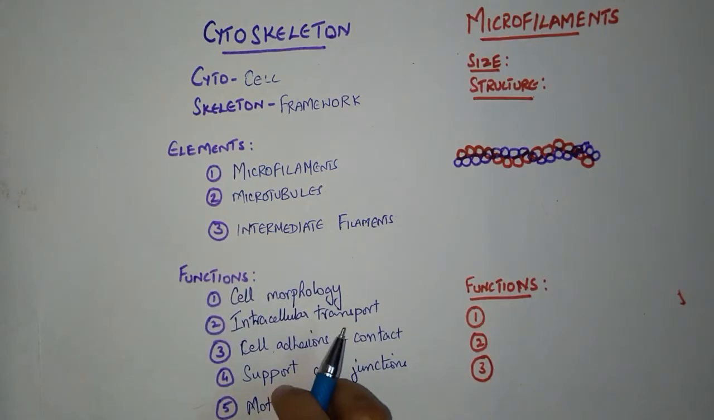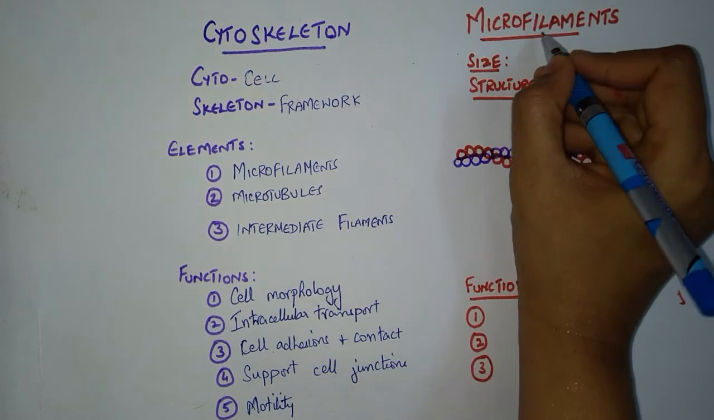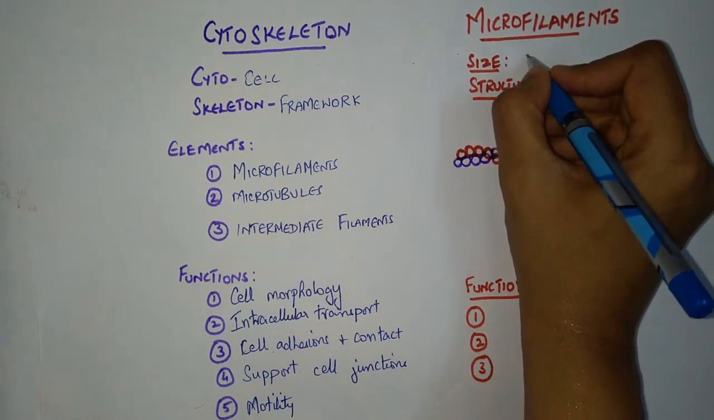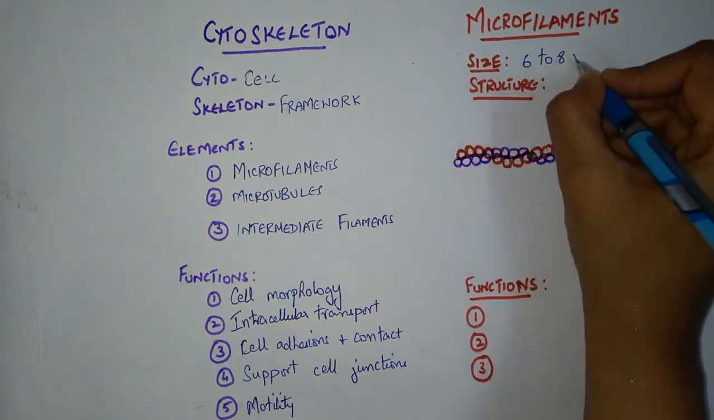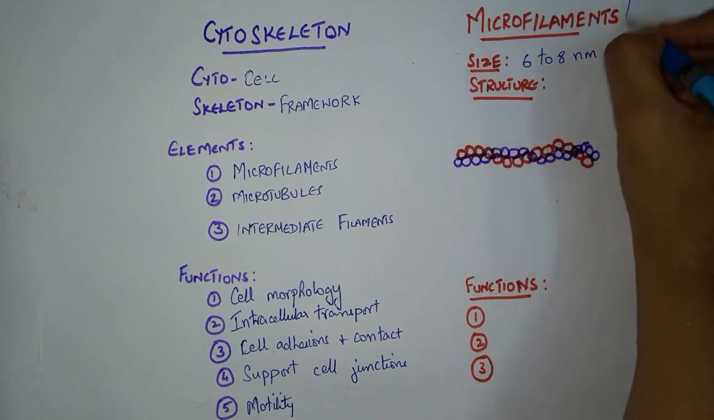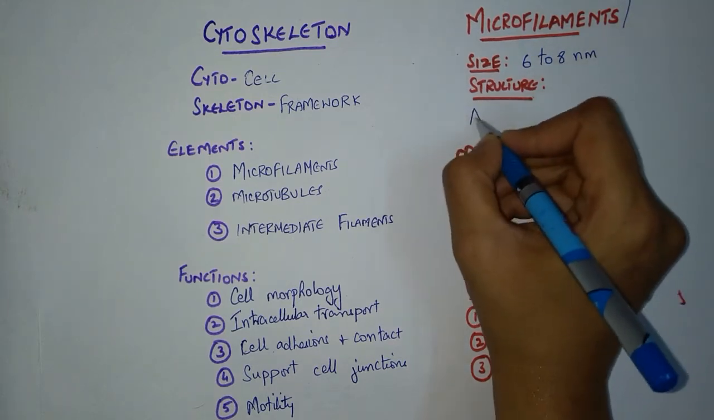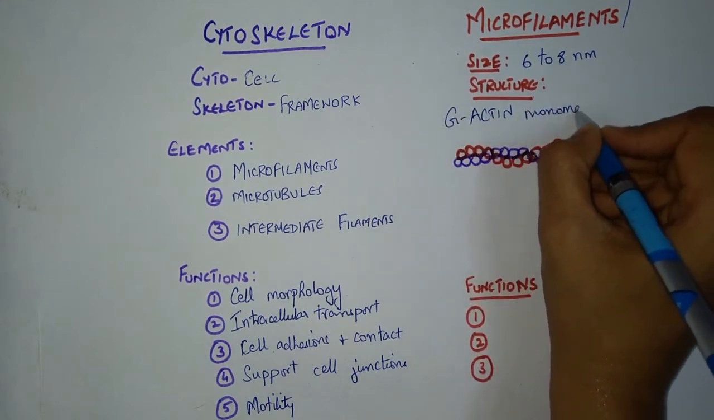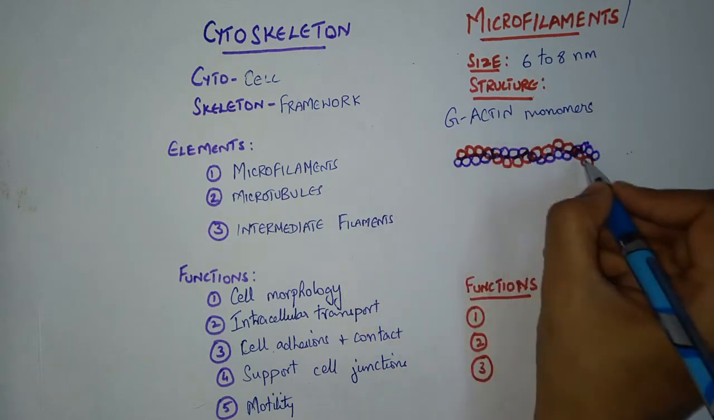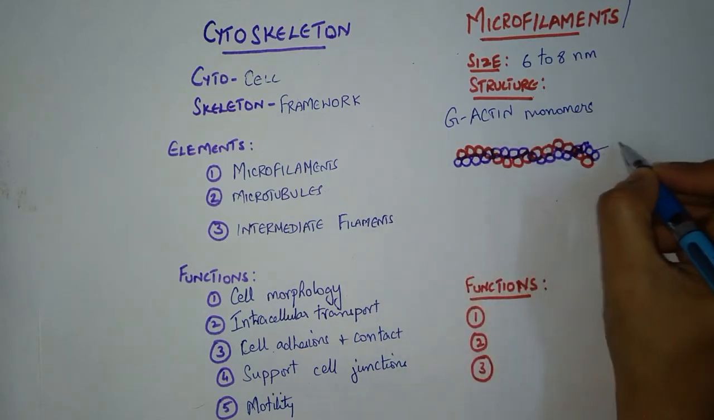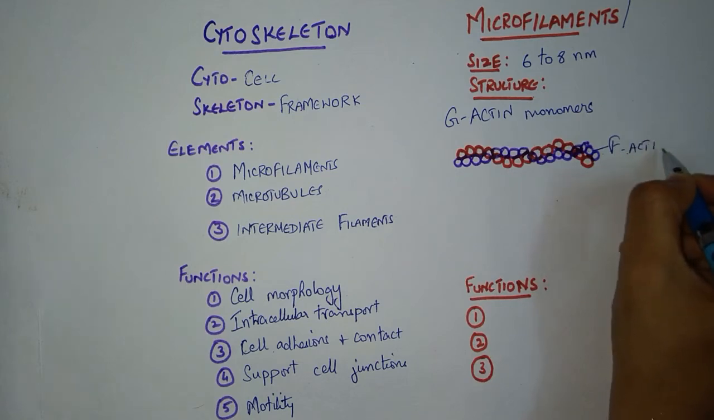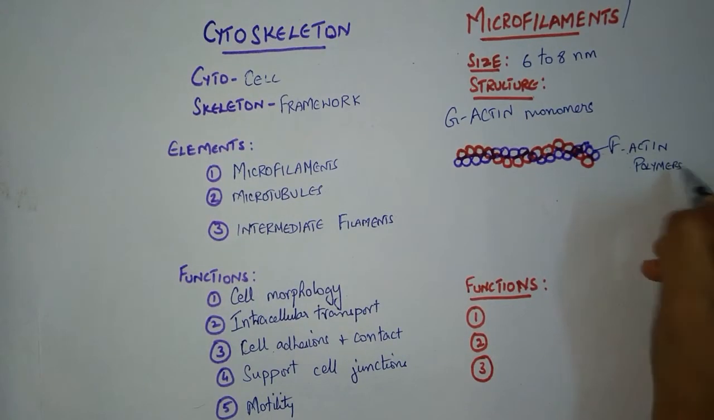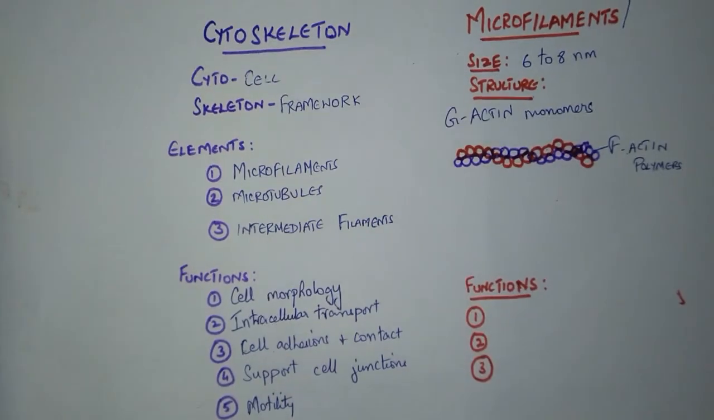First, let us see about microfilaments. As the name implies, they are the smallest of all the three elements of the cytoskeleton, and their size measures 6 to 8 nanometer in diameter. They are otherwise called actin filaments, so they are made up of G-actin monomers. These monomers polymerize and form long chains called F-actin polymers. Two such F-actin polymers coil around each other and form the microfilaments.